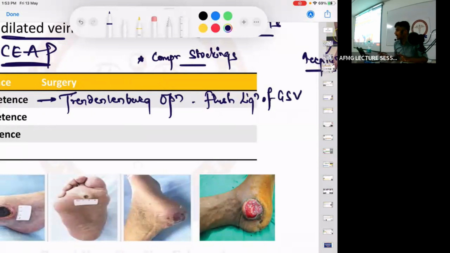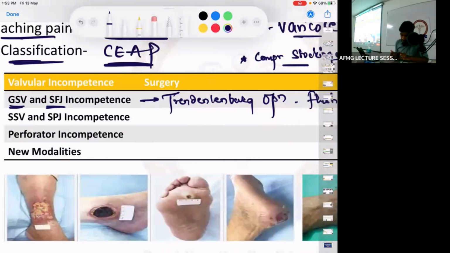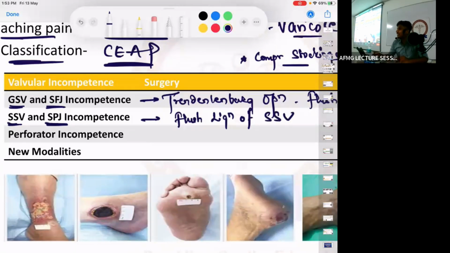Stripping is nowadays not recommended. We don't do stripping now, okay? Remember this. Short saphenous vein and saphenopopliteal junction: here we will do flush ligation of the short saphenous vein. Perforator incompetence.